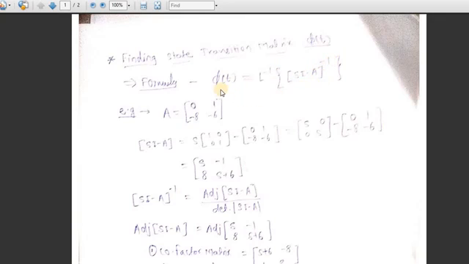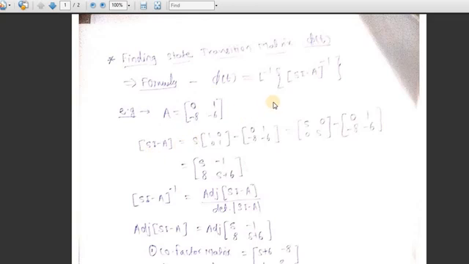For finding phi of t, first of all we need to find the matrix sI minus A, then we have to take its inverse, and after that we have to find the Laplace inverse of that matrix. So we'll see one problem which was asked in the SPPU university examination. Let's say this is the system matrix A, which is given to you: 0 1, minus 8 minus 6, and you have to find phi of t, or the state transition matrix, of this given system.